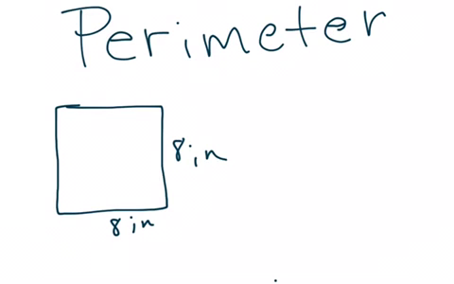Hey kiddos, this week we're doing some review with perimeter. Specifically, we're doing review with perimeter of squares and rectangles. With a square, all four sides are the same.